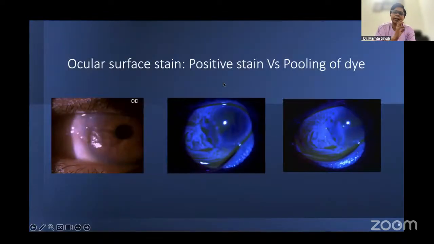Then there is a situation when we need to differentiate between positive stain and pooling of the dye. A very simple thing to do is to ask the patient to blink multiple times. The dye gets displaced, or the lesion appears to be changing shape. That gives a clue, in addition to other tests like using a bud or a sponge at that place.